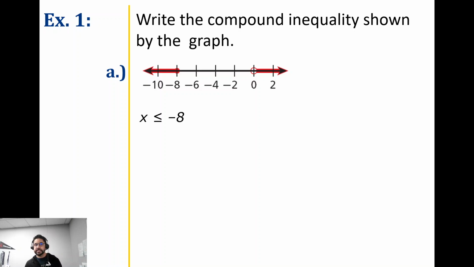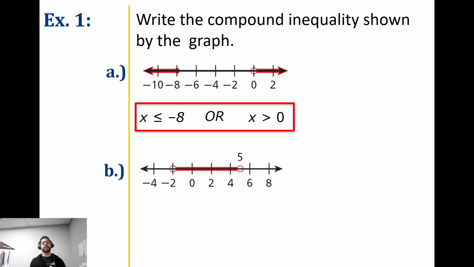Yeah, x is greater than 0. It's not a closed dot, so we don't have the equal part. Shading is going to the right. What numbers are greater than 0? 1, 2, 3. X is greater than 0. 1, 2, and 3 are greater than 0. Beautiful.